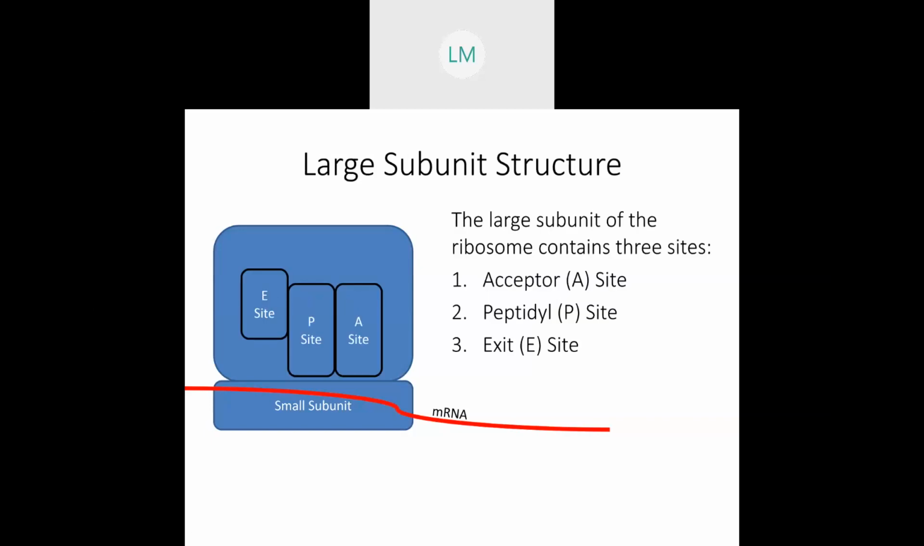In our large subunit, we've got 3 sites, basically 3 slots where things can sit. We have what's called the A site, the acceptor site, over here on the right. We've got our peptidyl site, our P site, there in the middle. And then we have our exit site, E, over here on the left-hand side. So we've got 3 slots here, and these are going to be for our transfer RNA to come in, and they're going to sit in either of these spots, depending on what they need to be doing in translation.